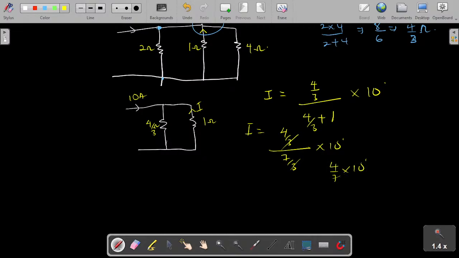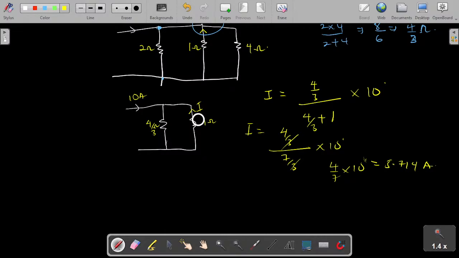So you simply punch this into the calculator to see what you get. 4 over 7 times 10. So that's giving 5.714 amps. But please take note of something here.